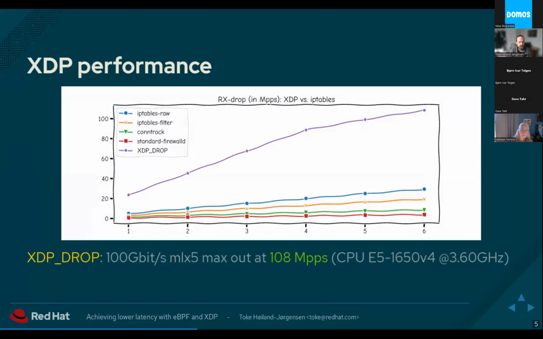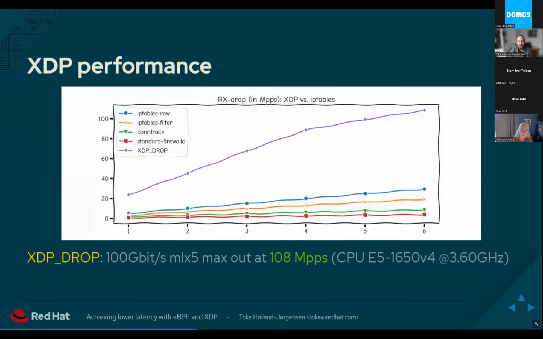And just to give you an idea of how much 108 megapackets per second is, if you run at 100 gigabits with 64-byte packets, you are at 140 megapackets per second. So this is like minimum packet size. And in software packet processing, the challenge is packets per second, not so much bytes per second, which is why this is what we're measuring.